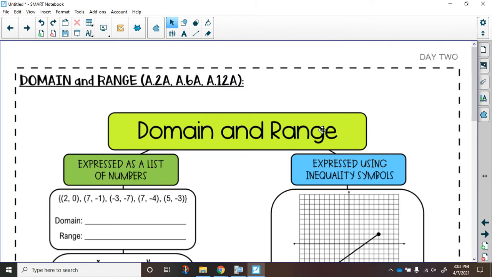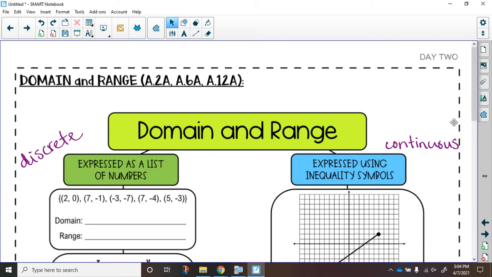The next thing we want to talk about is domain and range. There are multiple ways that we can see domain and range. We can see it expressed as a list of numbers, and this is called discrete. And we can also see this as a graph or continuous function. So we have discrete and continuous functions. We will always write continuous functions using inequality symbols. Discrete functions will always be written as a list of numbers.